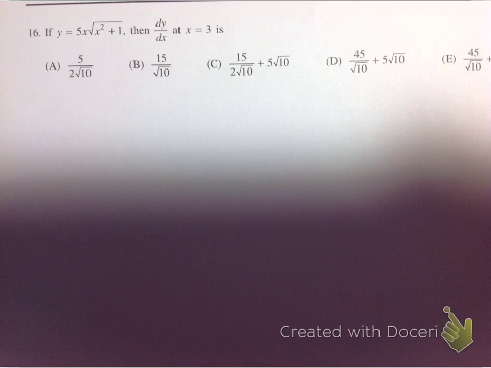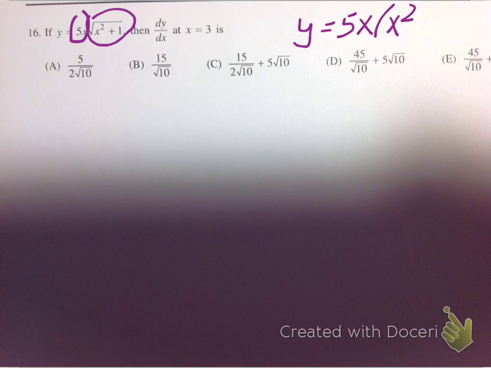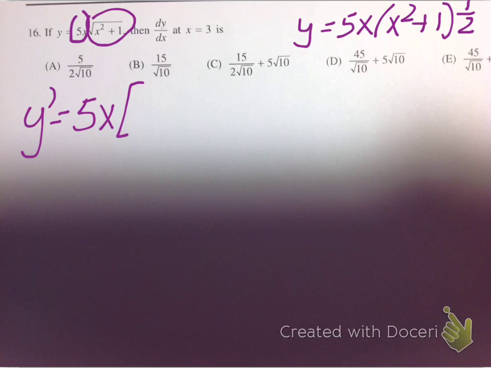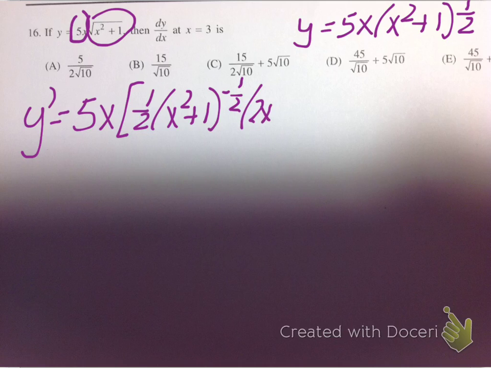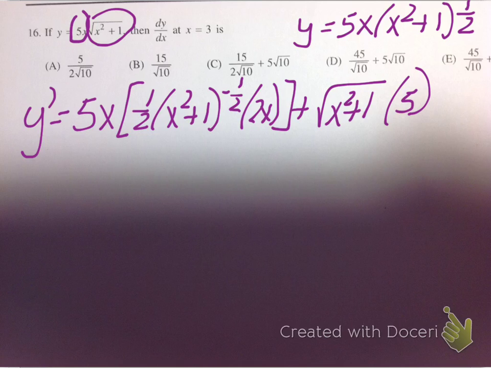Okay, so this is number 16, and this is just going to be a product rule. So it's this times this. You might want to rewrite that because it would make your life a lot easier to write it as this. Okay, so it's going to be the first times the derivative of the second plus the second times the derivative of the first. And you can see that this doesn't look anything like the choices. Oh, but we have to find it when x equals 3. So wherever there's an x, we're going to put 3.